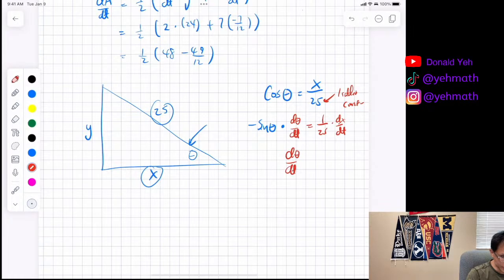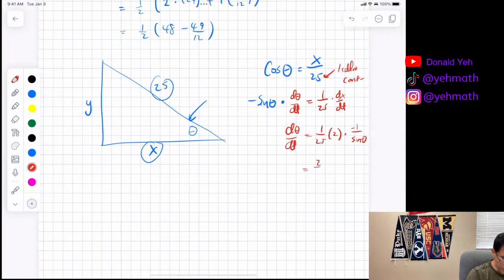And then d theta/dt is equal to 1 over 25. dx/dt is what? 2 times the other side, which is going to be 1 over sine theta, right? So it'll be 2 over 25 times something over hypotenuse, r over y. So it's going to be negative 25, y is 24, I think. So that is going to be negative 1/12 radian per minute.